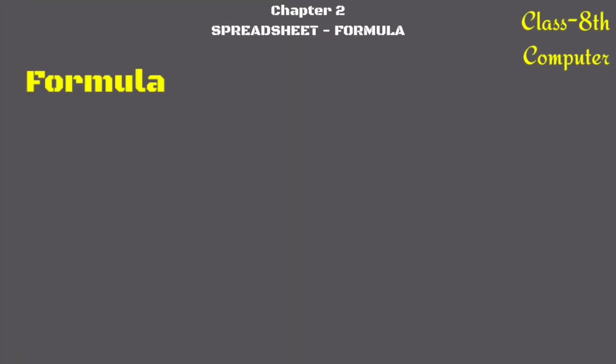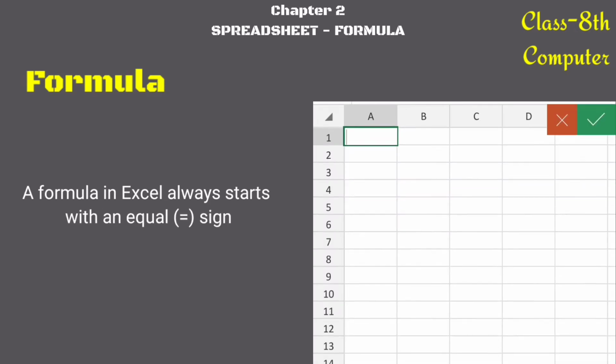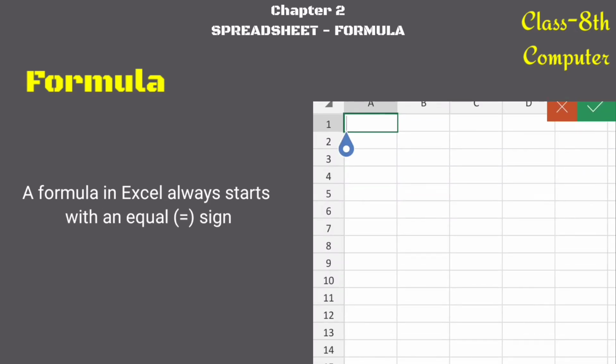Next we have a formula in Excel. So a formula is a combination of values, operators, functions and references. So here you can see it is a formula, and a formula always starts with an equal sign.